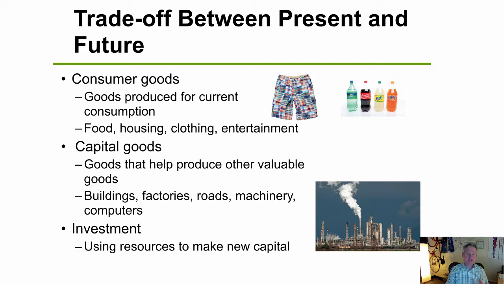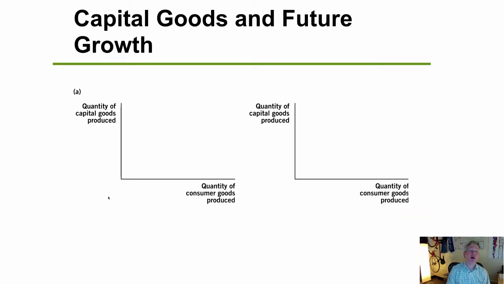And then there's investment. Investment is using resources to make new capital. So the idea is that you take some of your resources today and you use them to build capital so that you can build more goods and services into the future. So investing in capital gives you a greater ability to produce consumer goods for the future. Let's take a look at this using our production possibilities frontier.